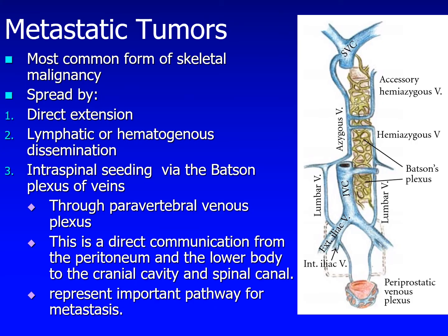Now we look at metastatic tumors, which are the most common form of skeletal malignancy. Cancer can spread to the bone by direct extension to the bone, through the lymphatic or hematogenous spread, or by intraspinal seeding via the Batson plexus of veins. These are the paravertebral venous plexus, and it forms a direct communication from the peritoneum and the lower body to the cranial cavity and spinal canal. This represents an important pathway for metastasis.